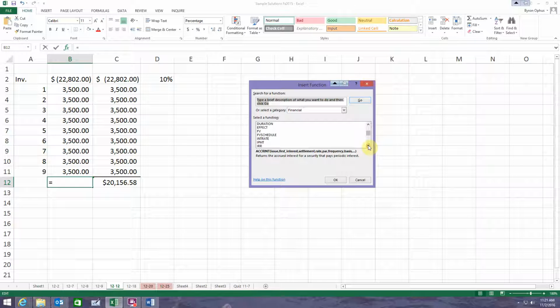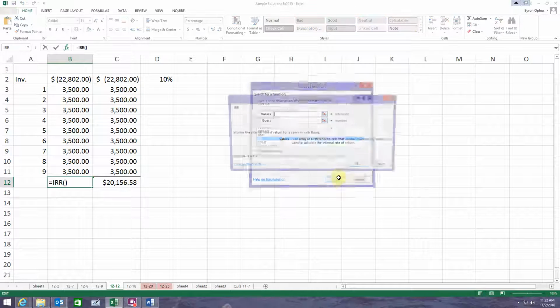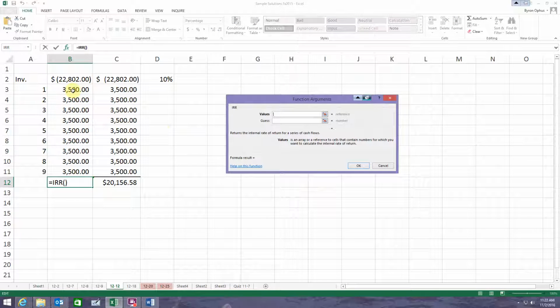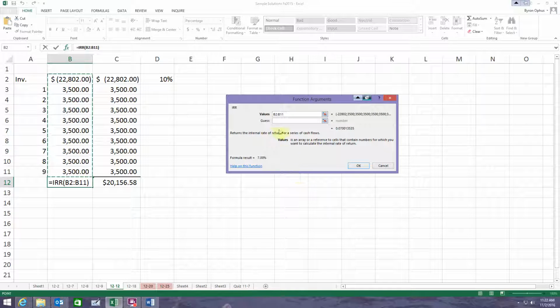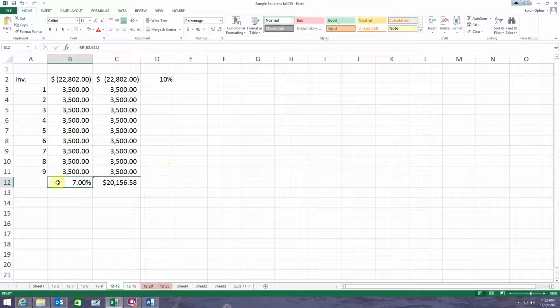I'm not even sure I could do that. Anyhow, internal rate of return is, surprise, surprise, IRR. It returns the internal rate of return for a series of cash flows. In this case, we can capture both our investment. That's why I got them all in a line without any spaces or anything. I just capture that and bring that on down. It says we could guess if we want to, but let's not. And there we go, 7%.